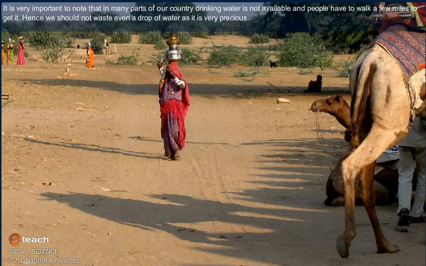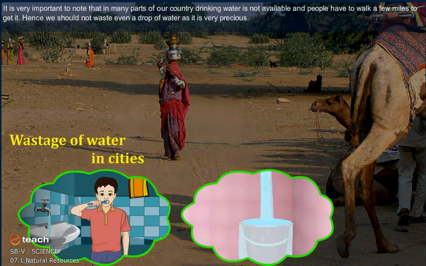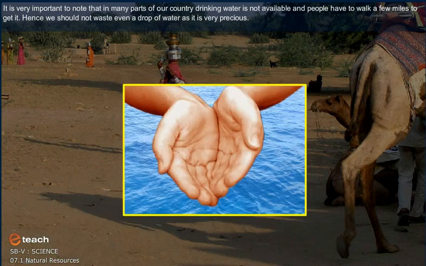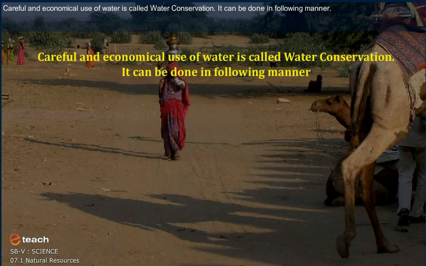It is very important to note that in many parts of our country, drinking water is not available and people have to walk a few miles to get it. Hence, we should not waste even a drop of water as it is very precious. Careful and economic use of water is called water conservation.